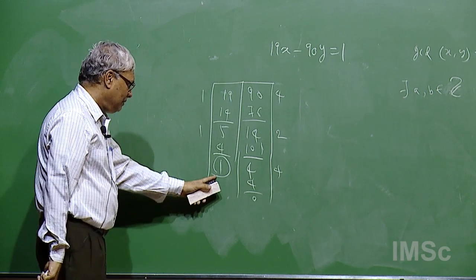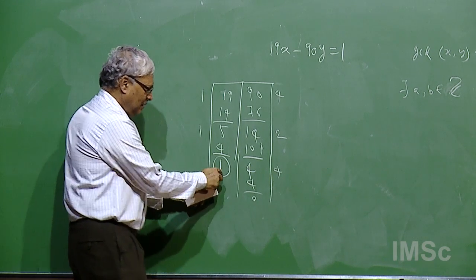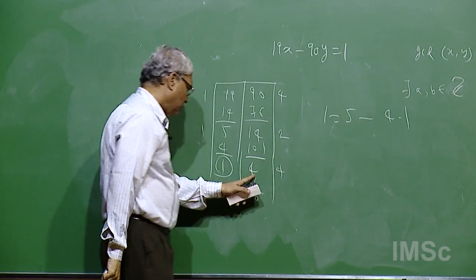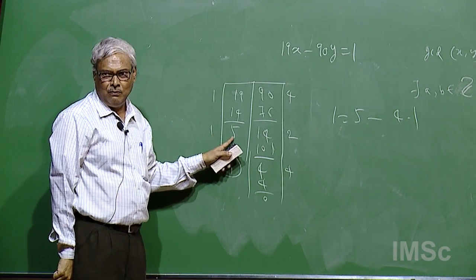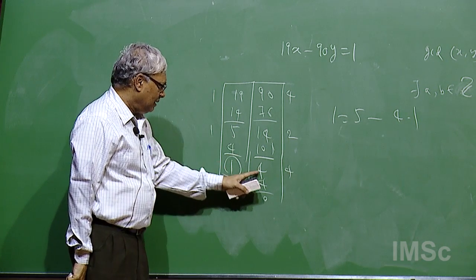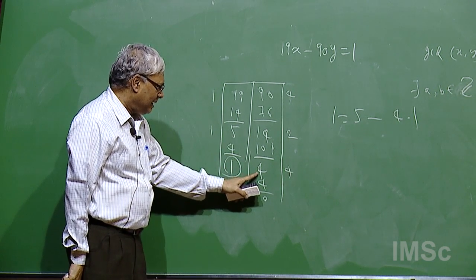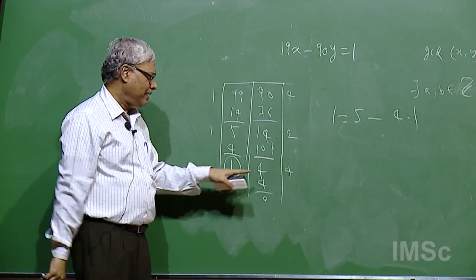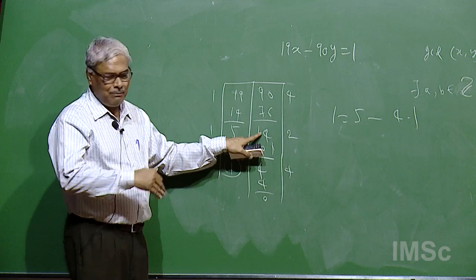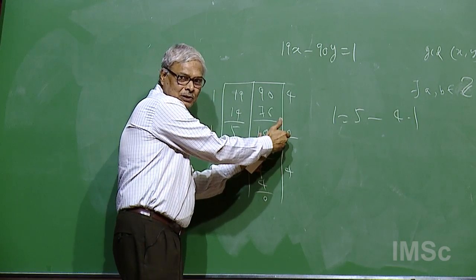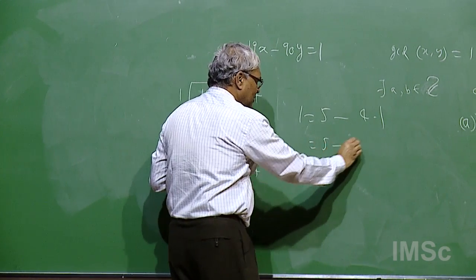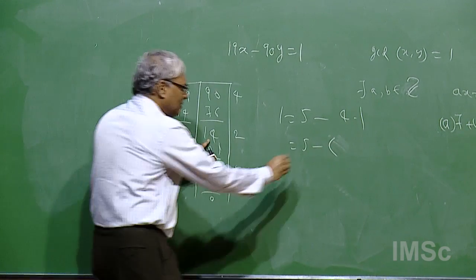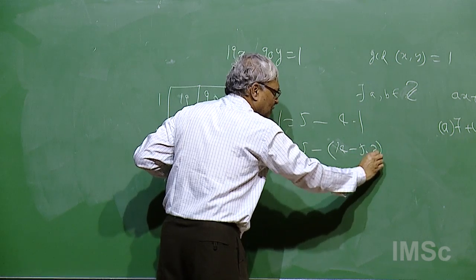How do you do that? We proceed in the reverse order. So this 1 is 5 minus 4 into 1, because 4 times 1 is subtracted from 5. And again, the remainder 4 can be written as 14 minus 5 times 2. So each time the remainder is written as the dividend minus the divisor times the quotient. Of course, one has to be careful. So this 4 is written as 14 minus 5 times 2, which is times 1.